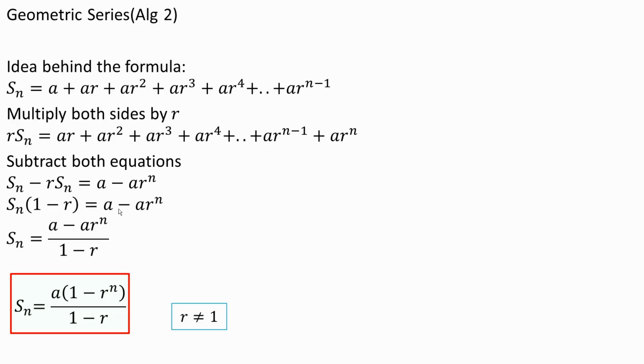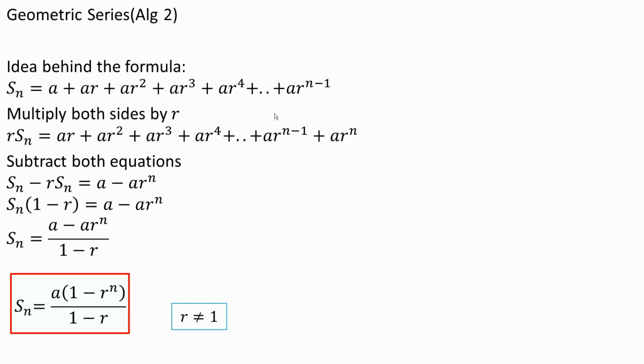Divide by 1 minus r, divide by 1 minus r, and then I would get this. Last step, I could factor out an a from the numerator and get a times parentheses 1 minus r raised to n. And this right here is the equation for geometric series. An important note: you can't divide by 0, and so r cannot equal 1.